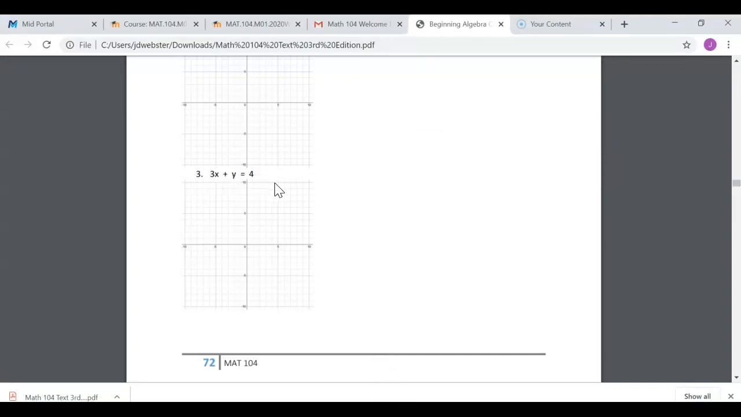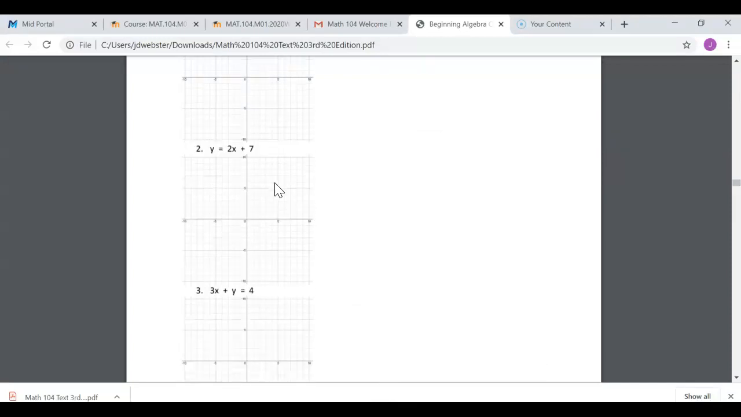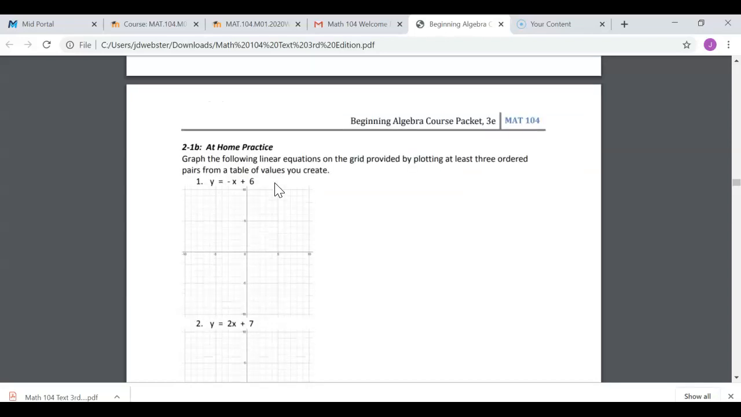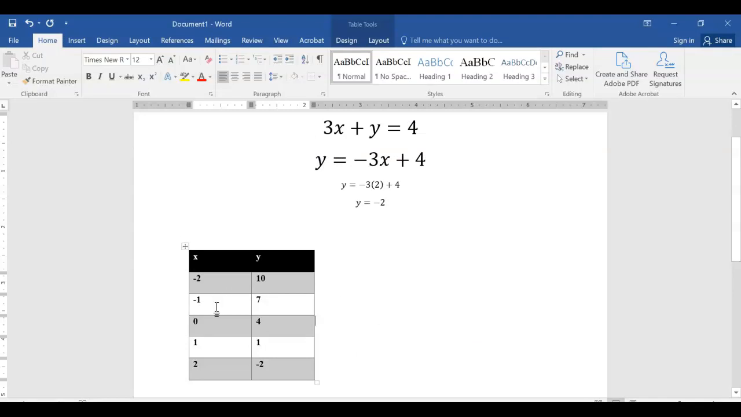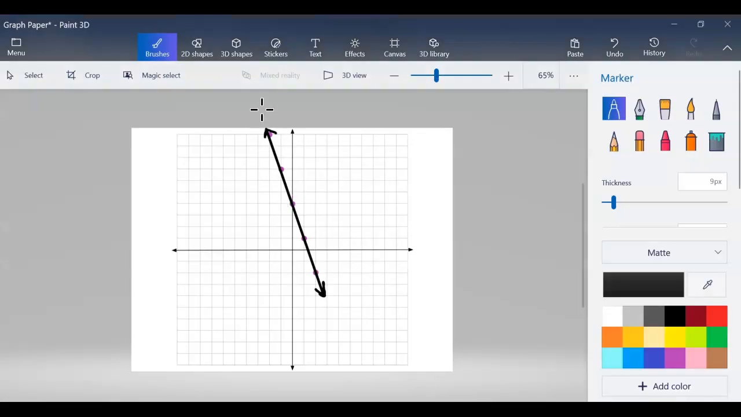So that is how you create a table, get a table of values, which gives you a bunch of points, plot the points, and then once you've plotted the points, get the pattern by drawing a straight line. All right, so that is the end of 2-1B at-home practice problems.